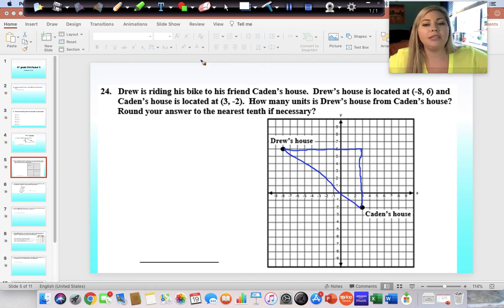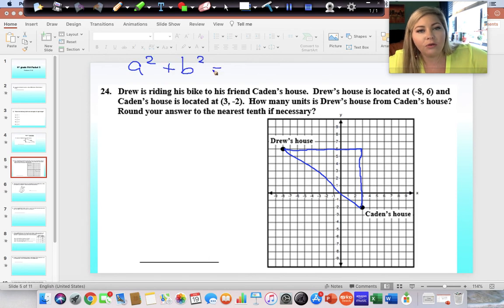If we are trying to find the distance between Drew and Caden's house, we have a squared plus b squared equals c squared, and c squared is our hypotenuse. That's what we're looking for. We can count the other numbers to figure out what they are, so we can plug them into our formula. From Drew's house to this point is 1, 2, 3, 4, 5, 6, 7, 8, 9, 10, 11. And from Caden's house to this point is 1, 2, 3, 4, 5, 6, 7, 8. So now we have 8 squared plus 11 squared equals c squared.